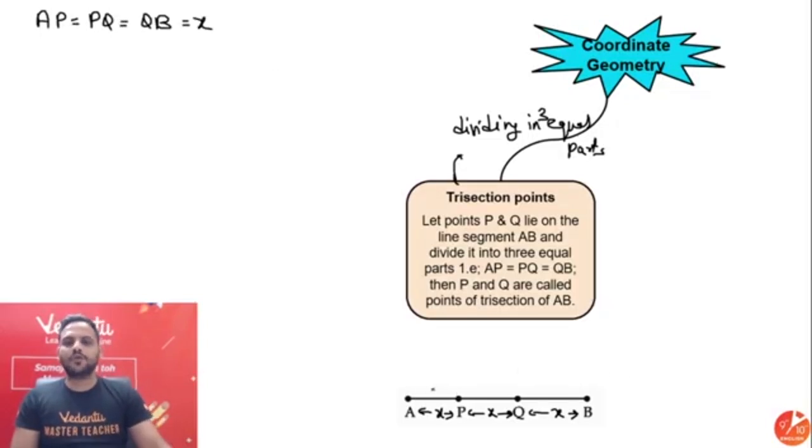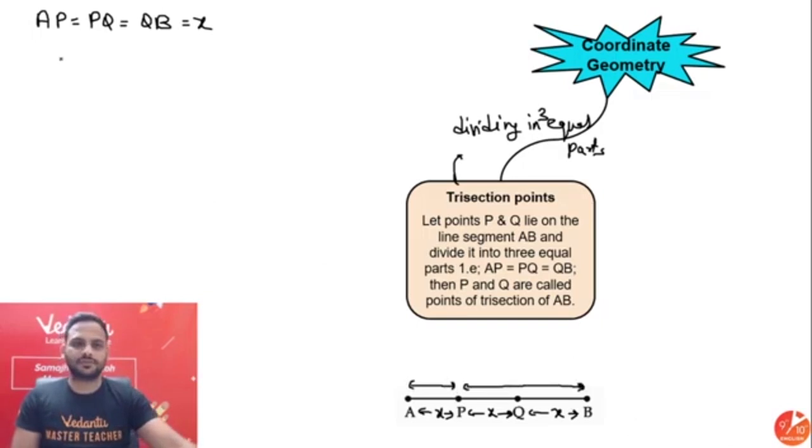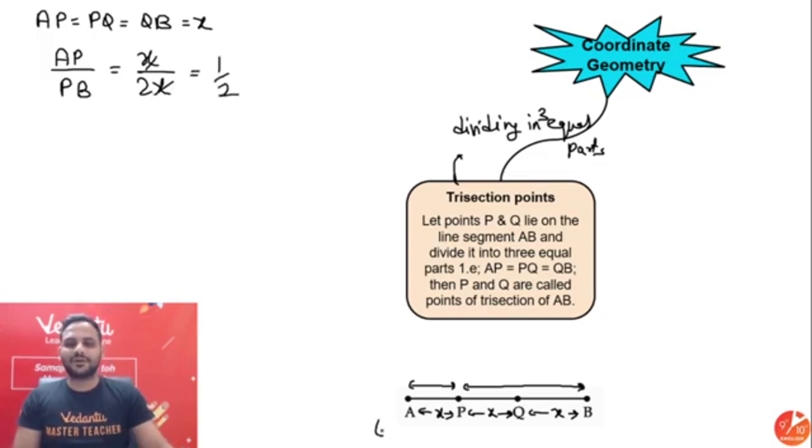Now let's see in what ratio P is dividing this line AB. We have to find the ratio of AP upon PB. AP is equal to x, PB will be x plus x, 2x. So the ratio in which P divides is 1:2. Okay, so if I have to find the coordinates of point P, suppose A and B's coordinates are given.